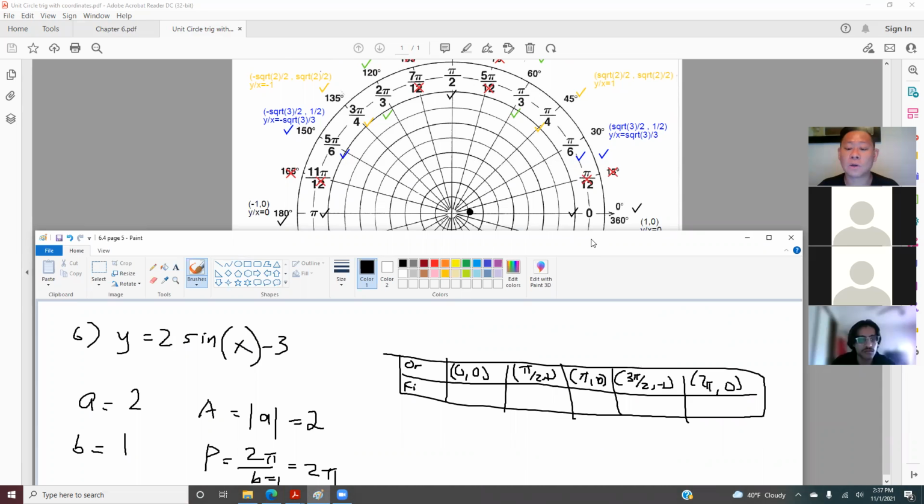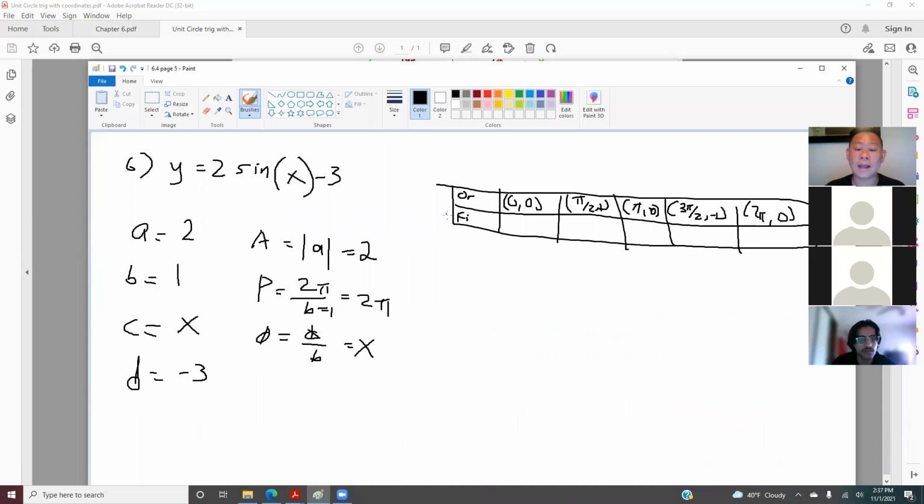Okay. So this is your original points. So now we need to find your final points. In order for you to find the x value for the final points, you have to take bx minus c equals 0. This is where you start. And this is where you end. You take bx minus c equals 2 pi. This is where it ends.